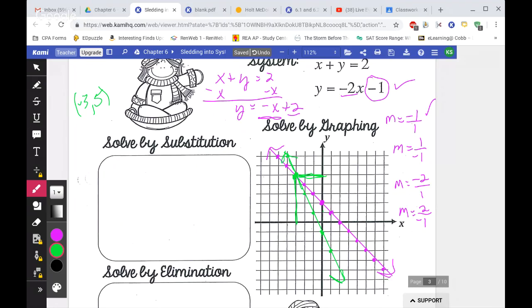And once again, when I was looking at my graph, the other one was rising from the left to the right. So that tells me that's positive slope. And this has a negative slope. And now the graph is falling from left to right.